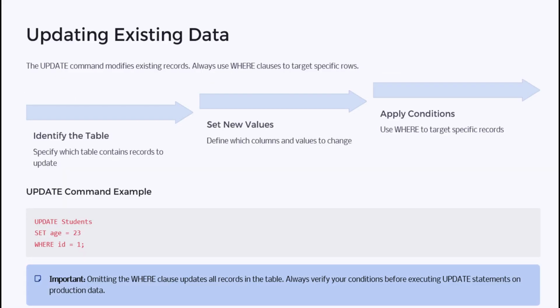Updating existing data. The update command is used to modify existing records. It includes table name, column to update, new value, and conditions using the WHERE clause. It is very important to use the WHERE clause because without it all records in the table will be updated.